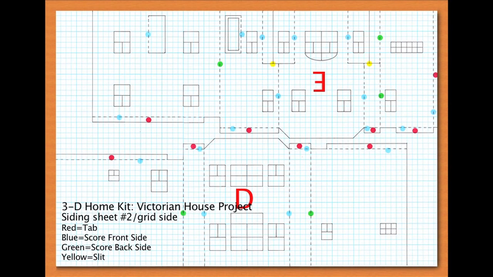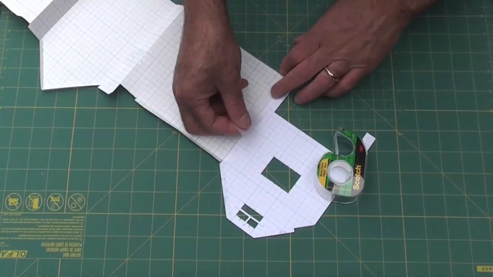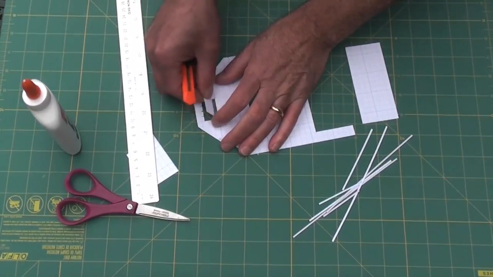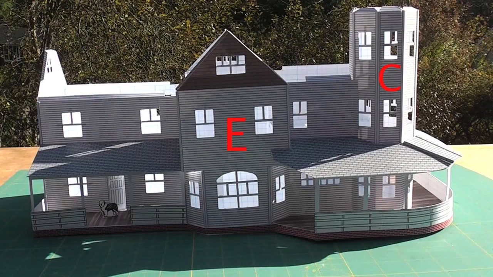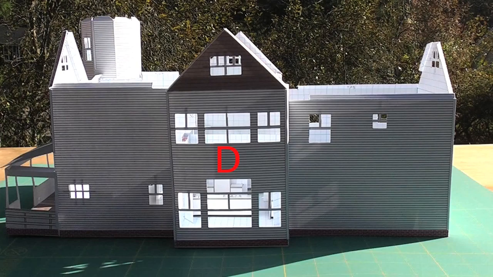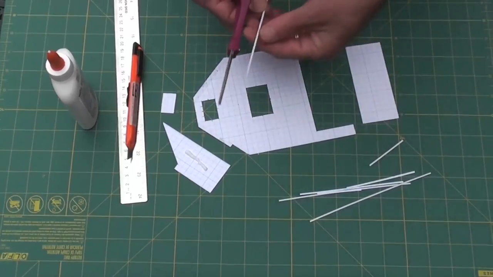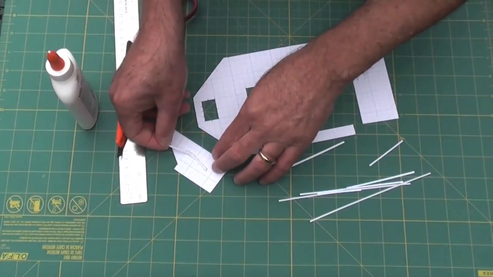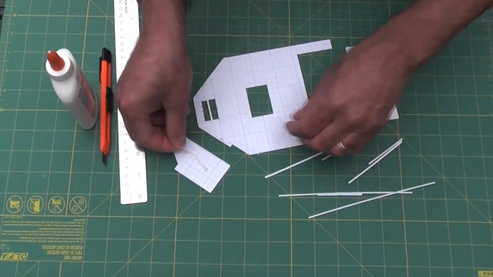Here is the grid side of each of the two sheets of siding. The pieces are taped together on the grid side. To make the windows, you can cut them out of the siding material or glue on the kit's windows. One advantage of cutting the windows is that you can look through them and see inside the model. Use leftover siding material to make window mullions and muntins, corner boards, roof flashing, and fascias.